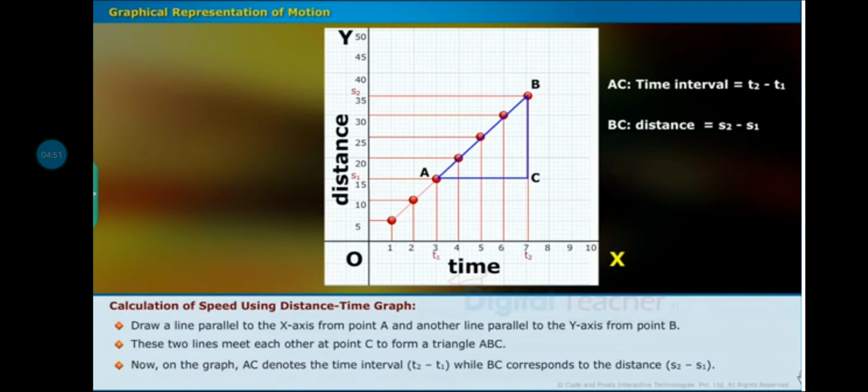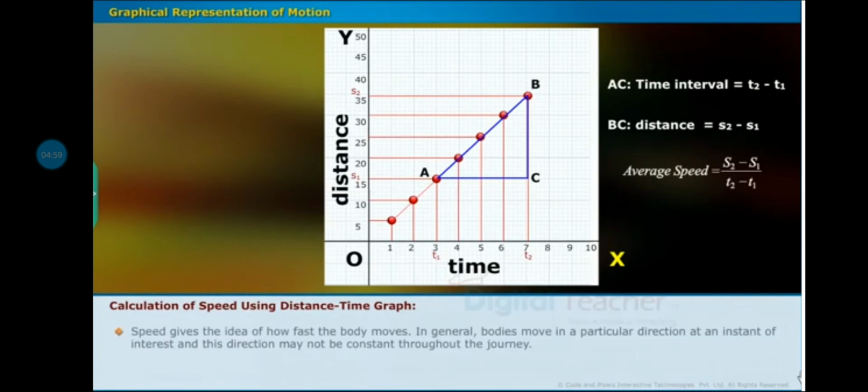Now, as you can see, the average speed is equal to (s2 minus s1) by (t2 minus t1). Speed gives the idea of how fast the body moves. In general, a body moves in a particular direction at an instant of interest, and this direction may not be constant throughout the journey.